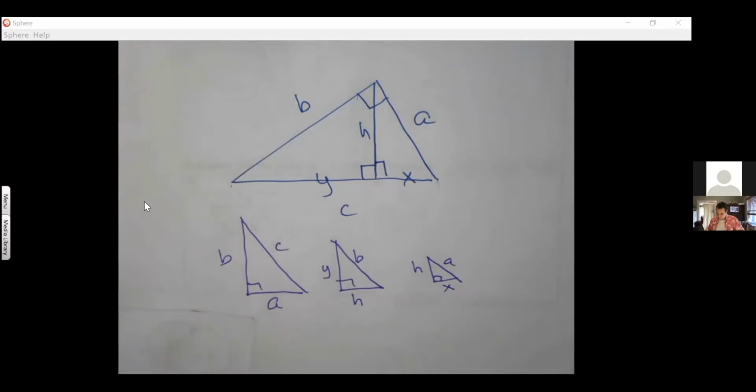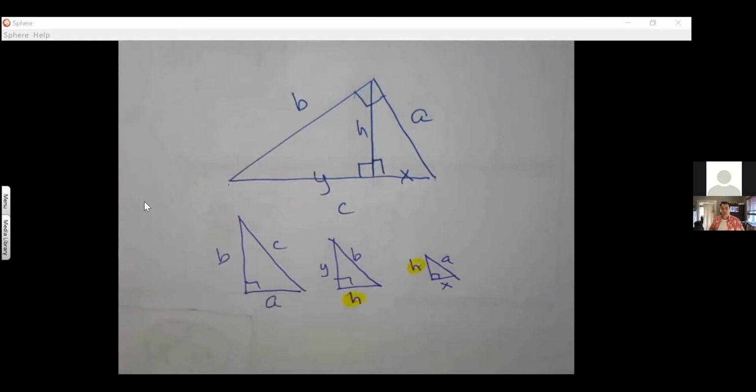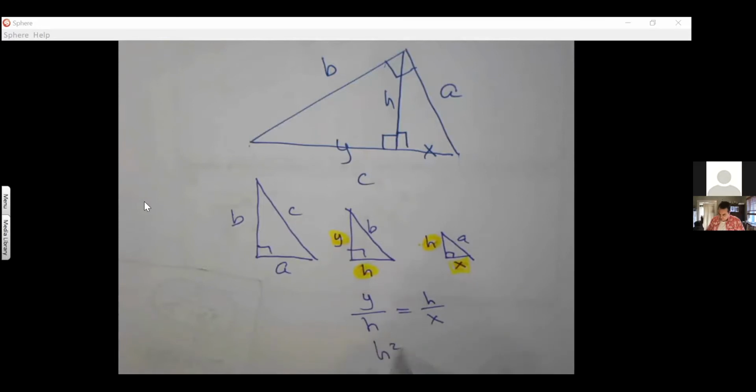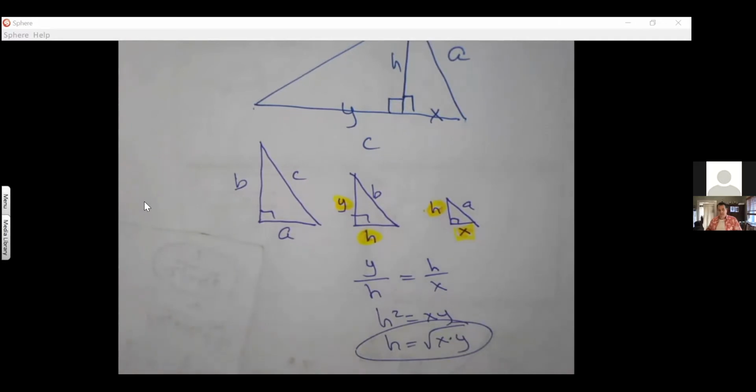So if I want to solve for something with H, I'm going to need to create a proportion using both those H's. Well, I've got 2 triangles that are similar here. Therefore, I need to find corresponding parts like X and H, and corresponding parts here like H and Y. Once I identify those, I can say that Y is to H as H is to X. Cross multiply, H squared equals XY, which means H is equal to the square root of XY. In other words, H is the geometric mean of X and Y.